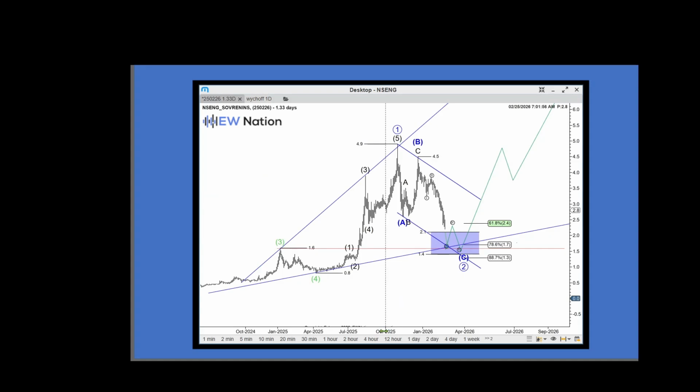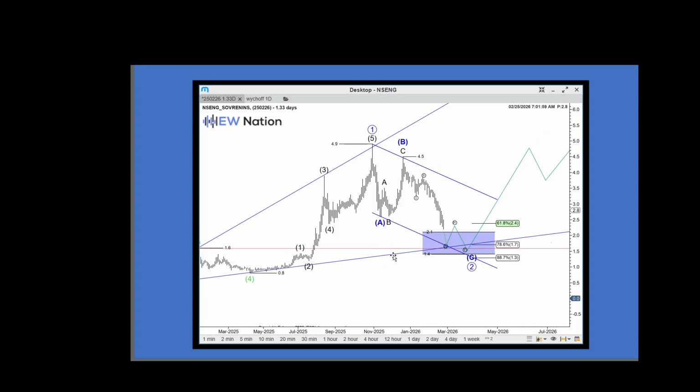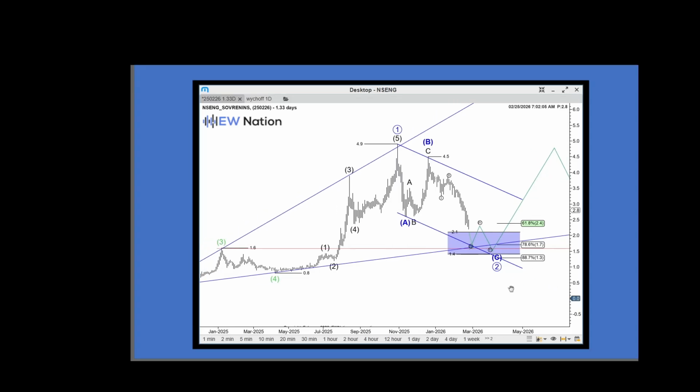So there's a very significant likelihood that we might test that region before we start to move higher. So that's the plan for Sovereign, and this is a zigzag formation.